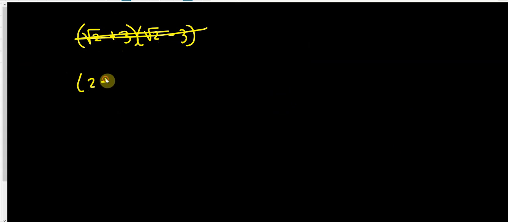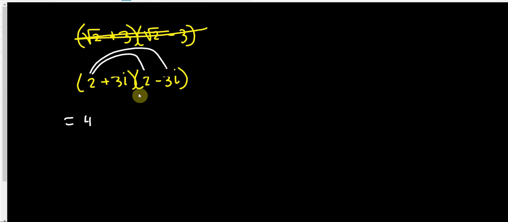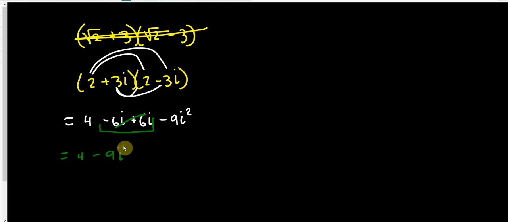So if I have 2 plus 3i, and I multiply the conjugate with it, 2 minus 3i, we can still FOIL this out, or you can remember this is a special product. 2 times 2 is 4. 2 times a negative 3i is negative 6i. 3i times a positive 2i is positive 6i. And 3i times a negative 3i is negative 9i squared. This is why it's a special product. These pieces in the middle are opposites, so they cancel out. So I just have 4 minus 9i squared.